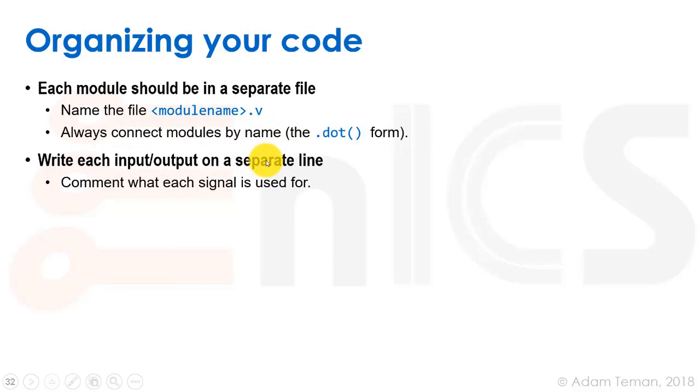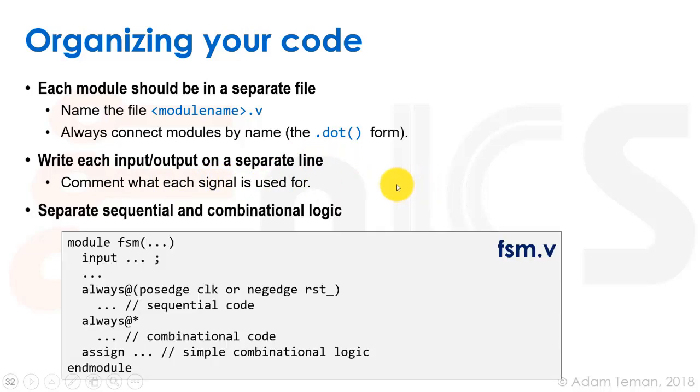Write each input and output on a separate line. The reason to do that is that it makes it a bit more readable, and you can comment what each signal is used for, as I showed before.